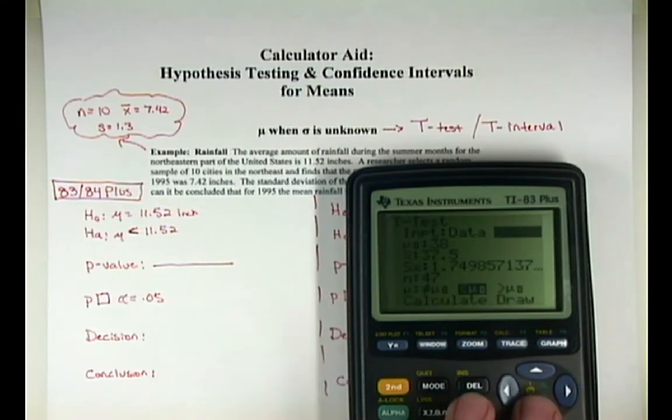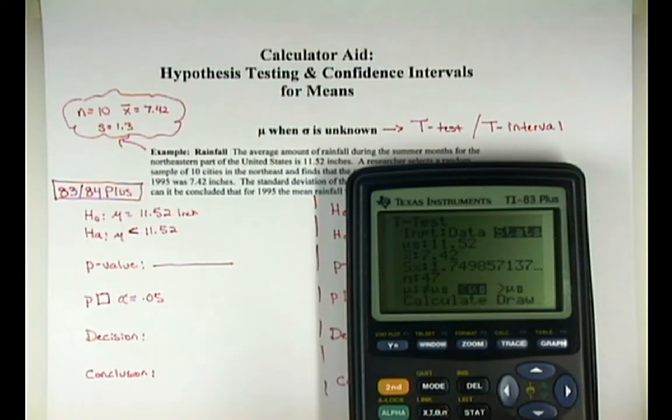Now, they gave us statistics, so I make sure that stats is highlighted. If they had given you raw data, you would select data. And the data, of course, is data you stored into list 1. Mu naught is 11.52. It helps if you type correctly. X bar was given to us as 7.42.